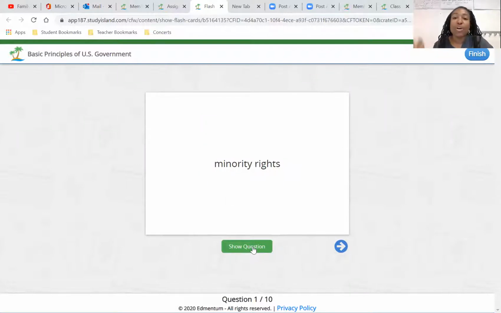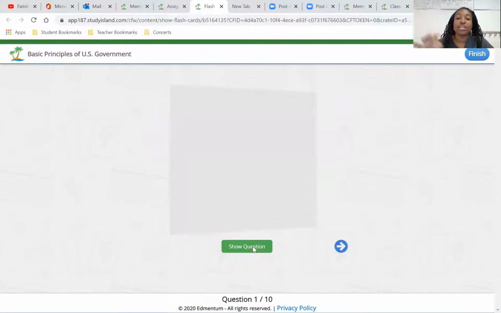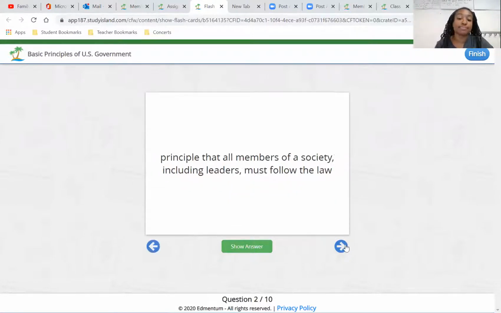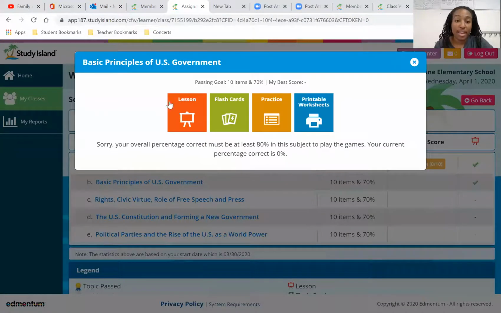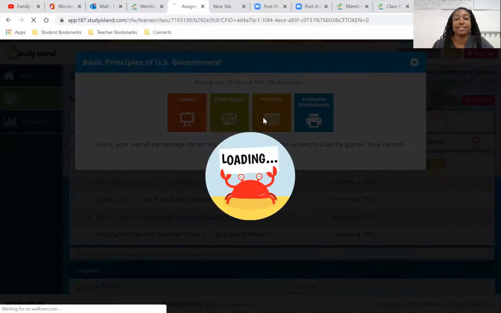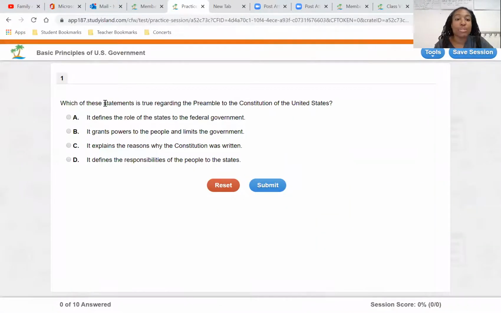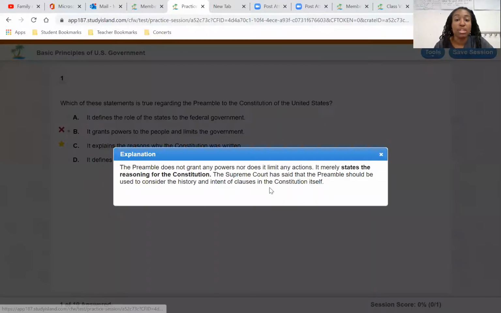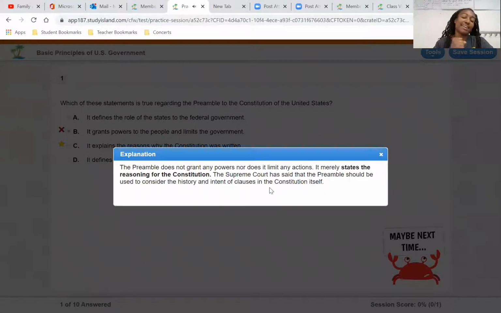Yeah. So I go in there, I did it, and it shows the next question. I click to go to the next one, and then I click finish. After that, I go to my practice. Now I'm going, which of these statements is true regarding the preamble of the Constitution? I choose one. I'm going to choose anything randomly because I want to be, oh, doggone it. The preamble does not grant any powers, nor does it limit any actions. It merely states the reasoning for the Constitution.